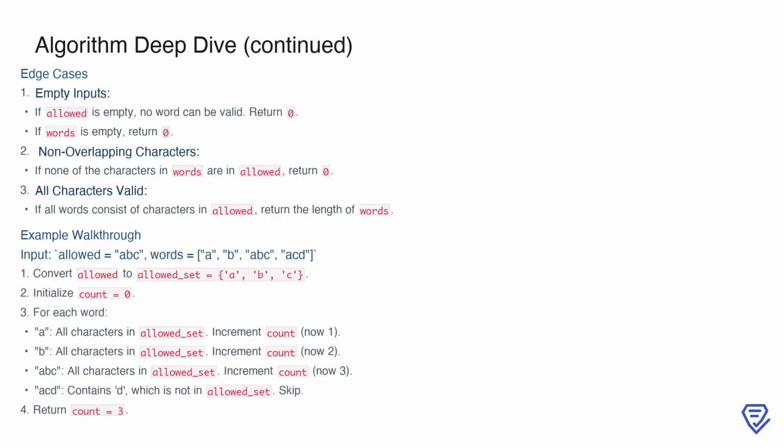We first convert allowed into the set A, B, C, and initialize count to 0. For each word, we check its characters. The word A is valid, so we increment count to 1. The word B is also valid, so count becomes 2. The word ABC is valid as well, so count increases to 3. However, the word ACD contains the character D, which is not in the allowed_set, so it is skipped. At the end, the counter holds the value 3, which is our final result.